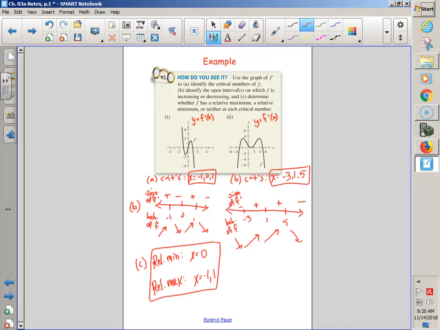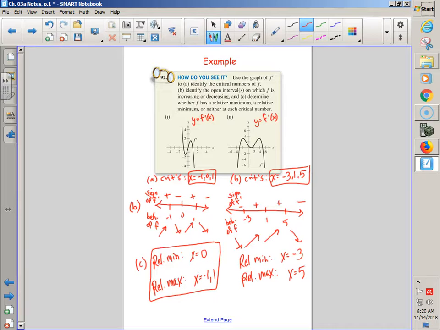Either one's okay. So what would you guys say over here? Any relative min? Where? At -3. Any relative max? I agree with 5. Why do I disagree with 1? Yeah, it goes up and it levels off and it goes up again.